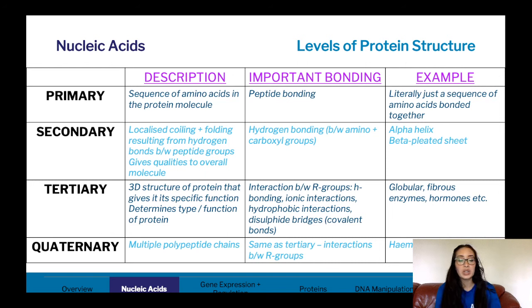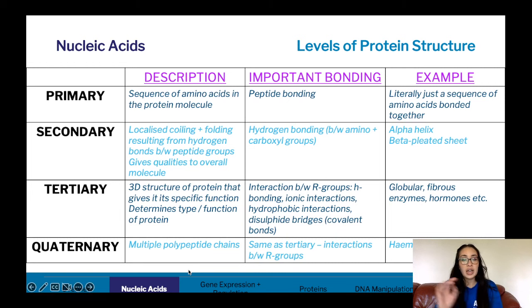Tertiary structure is the 3D structure, and it's determined by the interactions between the R groups of the amino acids. So even though it's a tertiary structure, it's kind of referring to the amino acids. Each individual amino acid has different characteristics. It might be hydrophobic or polar or hydrophilic. They've all got different traits, and so they govern the interactions with one another and the folding patterns in the tertiary structure. We've got different examples, so globular and fibrous proteins. You don't actually need to know that, but anyway.